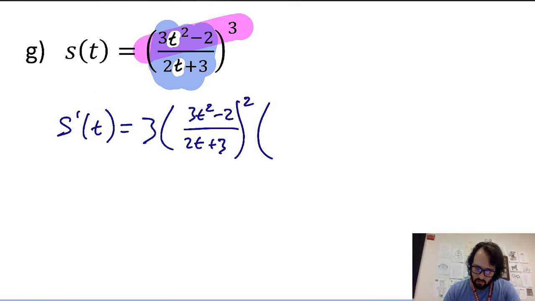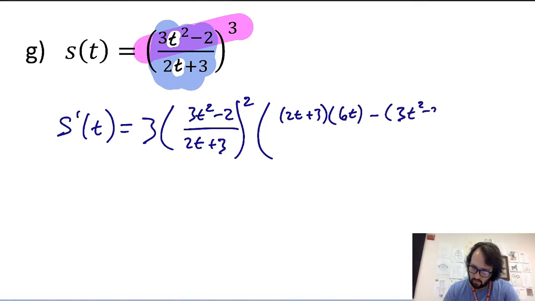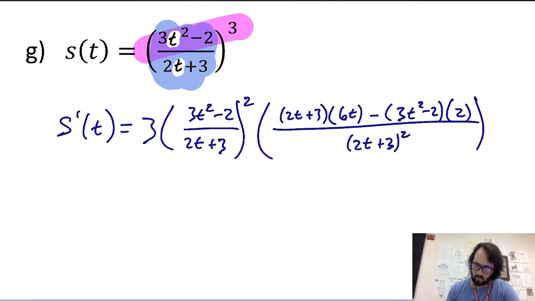So low d high would be 6t minus high d low all over low squared. And that would be it. You can leave your derivative just like that. No need to simplify or try to do any of that stuff. It is really not worth it.